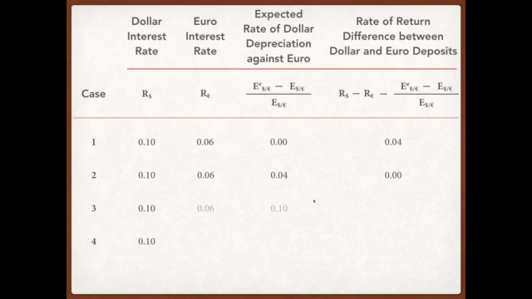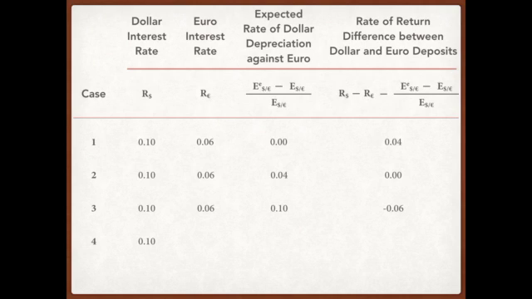So let's again assume that we have a 6% euro interest rate, but let's assume now that the expected rate of dollar depreciation against the euro during the time period is going to be 10%. So if we plug that information in here, we have 10% minus 6% minus 10%, which gives us negative 6%. So that is telling us that the euro-denominated securities or investments that we can make are more attractive than the dollar.